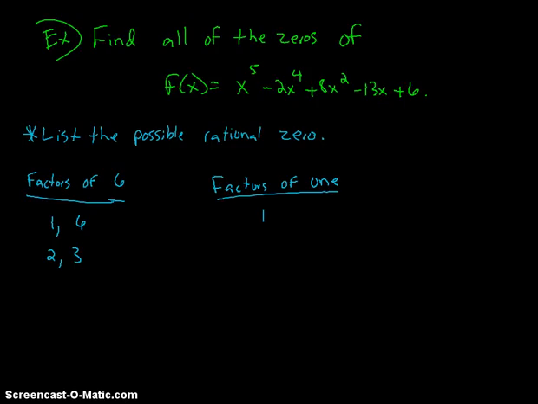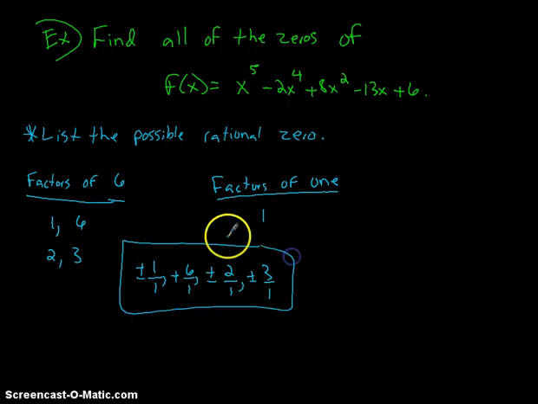So you should have listed all the factors of 6 and the factors of 1, and now my possible zeros are positive or negative 1 over 1, positive or negative 6 over 1, positive or negative 2 over 1, positive or negative 3 over 1. So these are all my possible rational zeros.